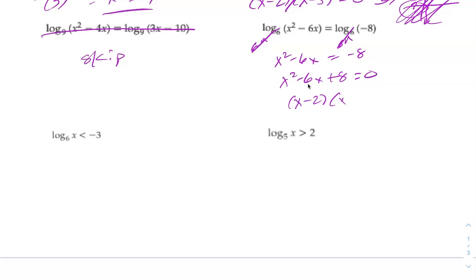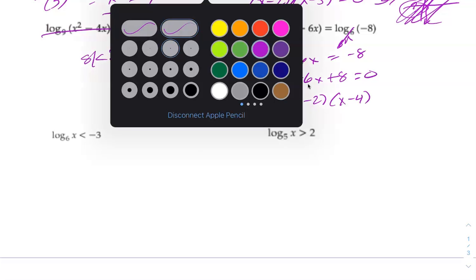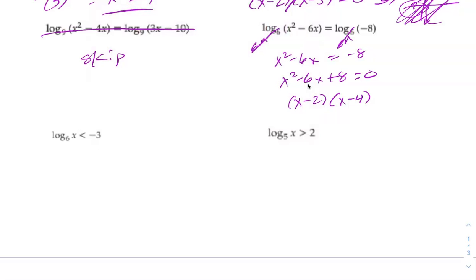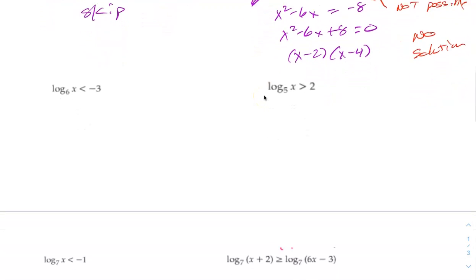And actually, I just noticed this question, after all that talk I did, has a negative from the very start. That's not possible. So no solution. We would have got 2 and 4, but this can't be negative. Logs can't do negative, so not possible, no solution. I'm not sure if it's an error by the book company or that's what they intended to happen.